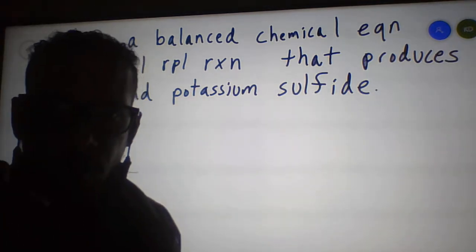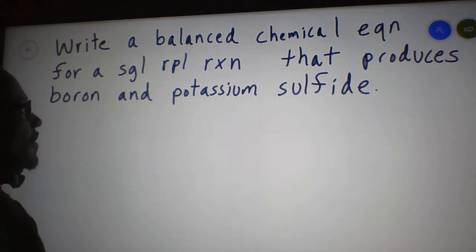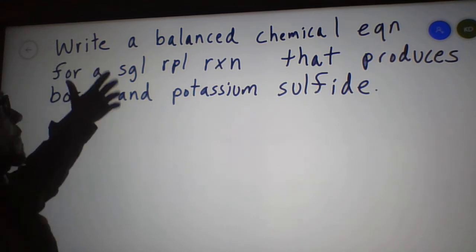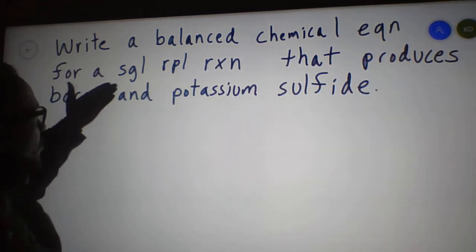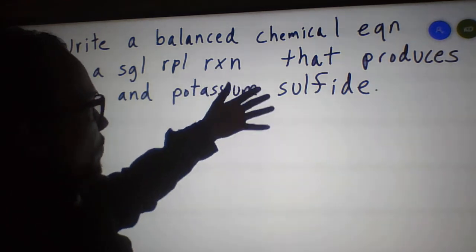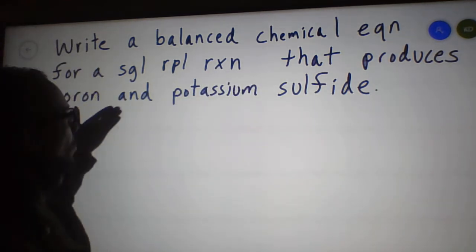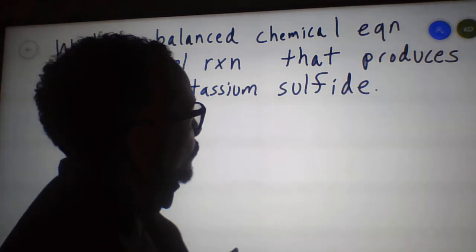All right, let's continue. So for our next one, this one says write a balanced chemical equation for a single replacement reaction that produces boron and potassium sulfide.